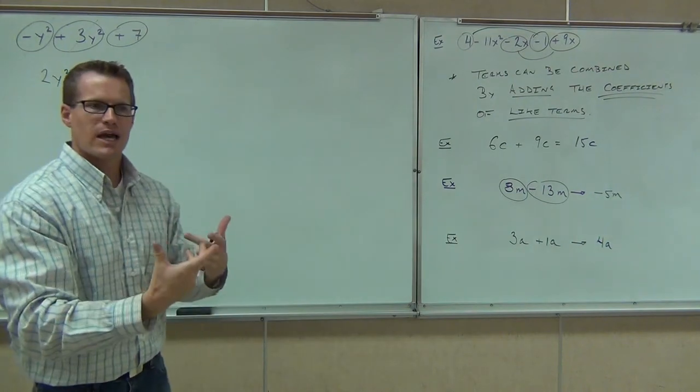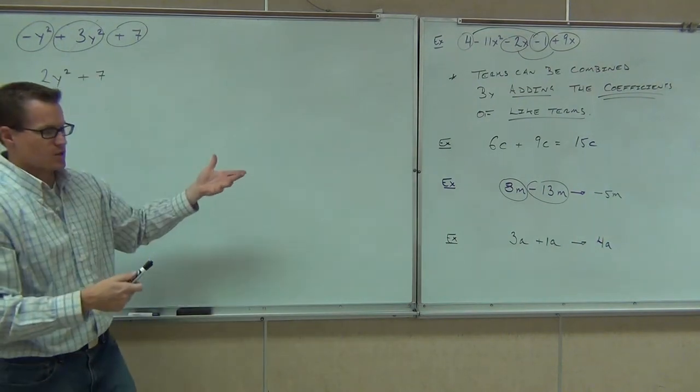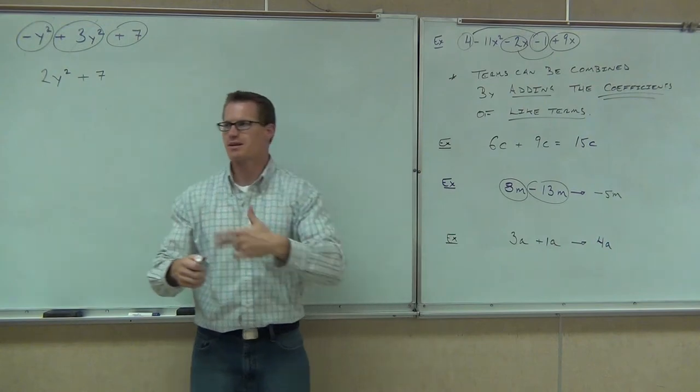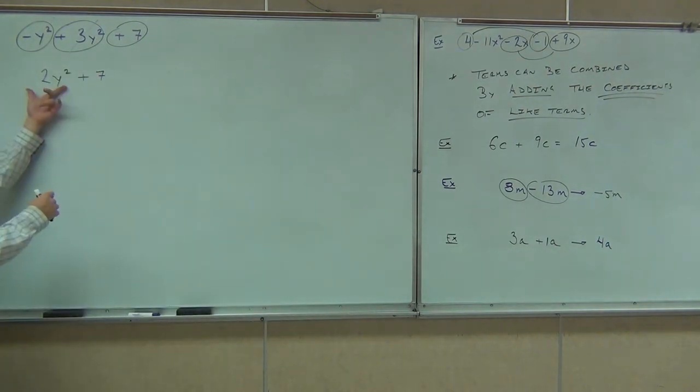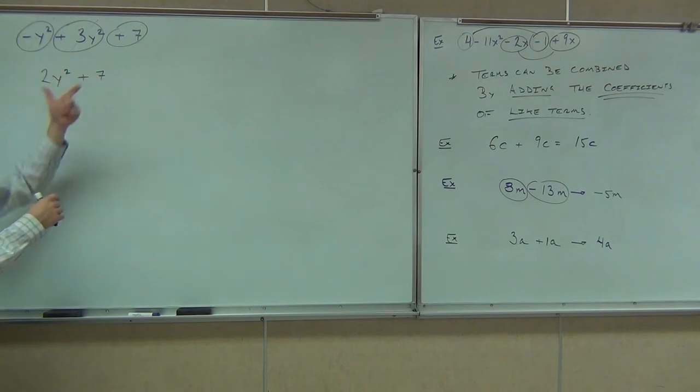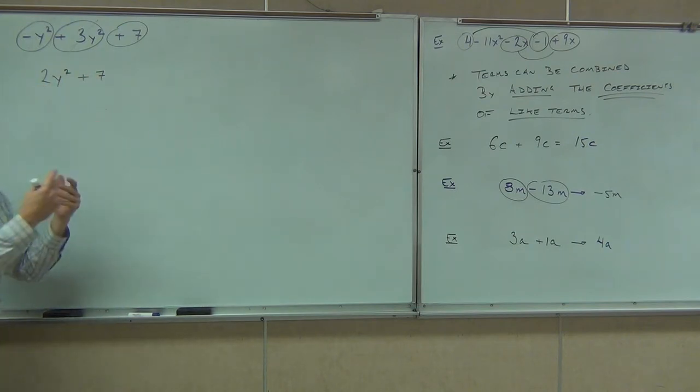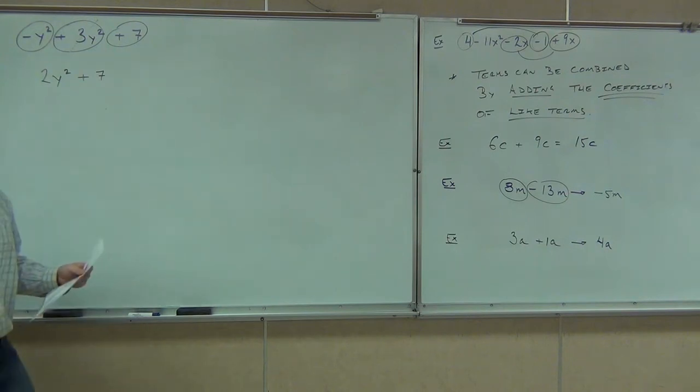The variables kind of act like your units. If you don't have the same units, you can't add them together. It doesn't make any sense. So here it would be like having 2 of something plus 7 of something completely different, just the number. You cannot combine those unless you have the same variable part. So that's the answer? That's it. That's as far as you can go.